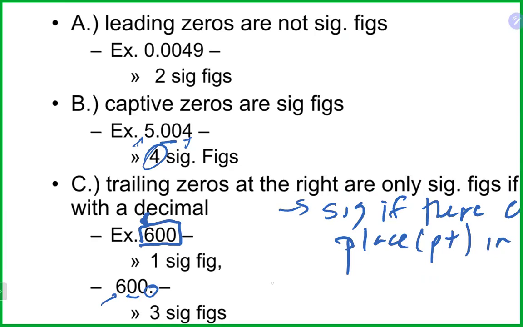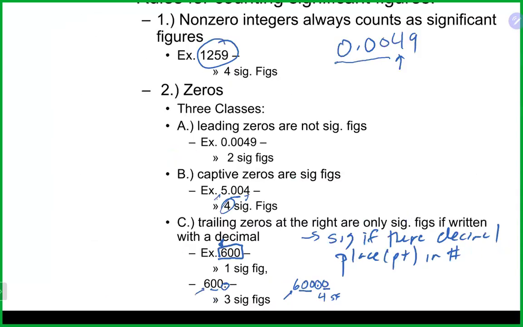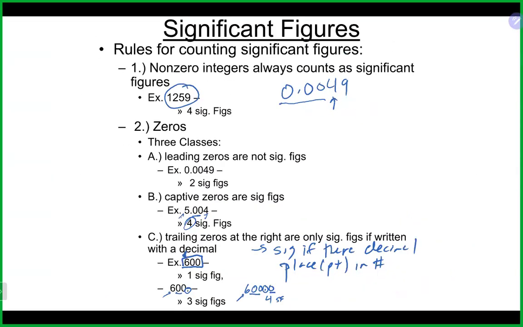So 600.0, how many significant figures do you think? The 6 is significant, these zeros are significant, and this zero is significant as well. They're all trailing zeros. So that would be 4 significant figures if it was written like that. Again, it doesn't matter how many zeros you have at the end. As long as there's a decimal point somewhere in that number, it's going to make them significant. If it's not written, it's not significant.